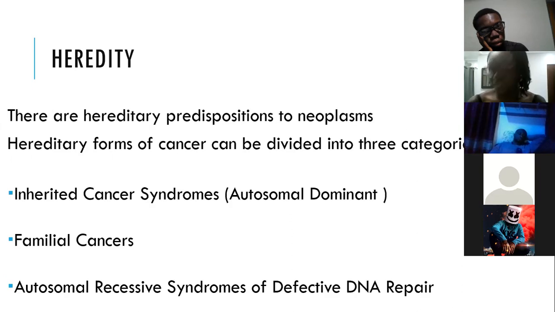Then heredity. Heredity is also very important when cancer is concerned. And where heredity is concerned, there are different types. You can have cancers which are inherited, autosomal dominant inheritance. Then we can also have familial cancers, cancers that run in families. Then we have autosomal recessive syndromes of defective DNA repair.